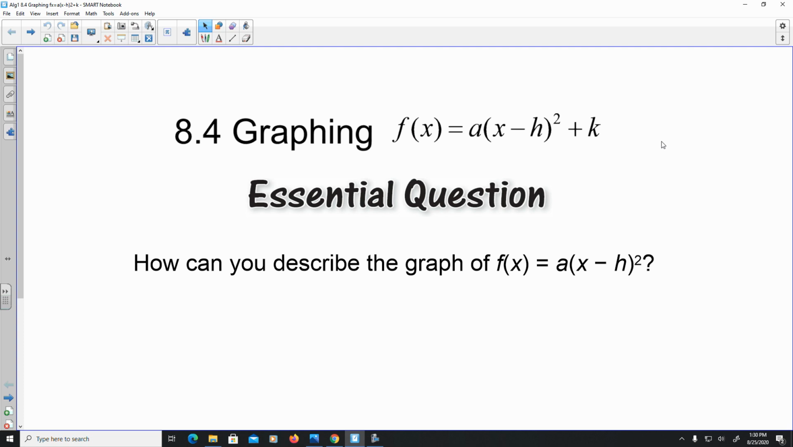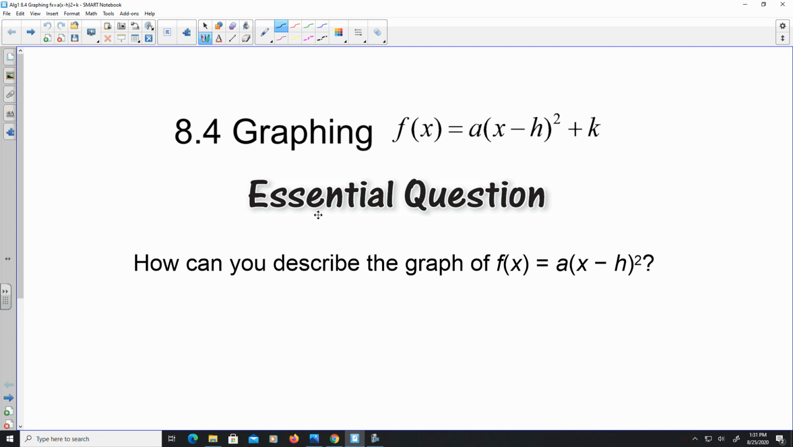In this video, we're going to be looking at section 8.4, where we're going to be graphing f of x equals a times the quantity of x minus h, quantity squared, plus k. So we're going to figure out how we can describe the graph of f of x equals a times the quantity of x minus h squared.